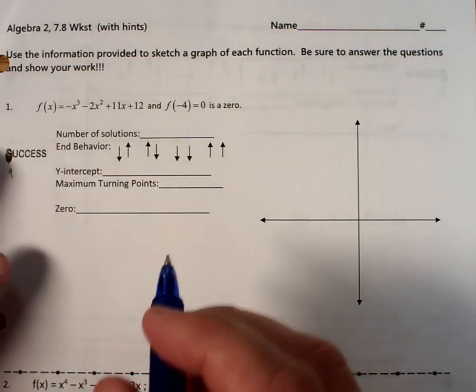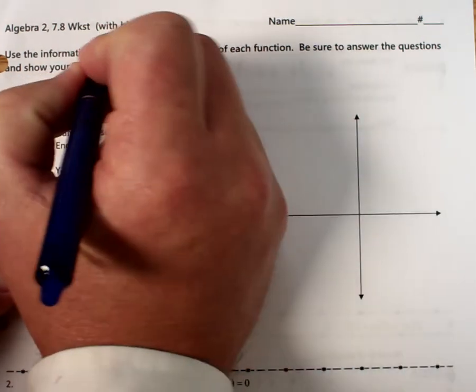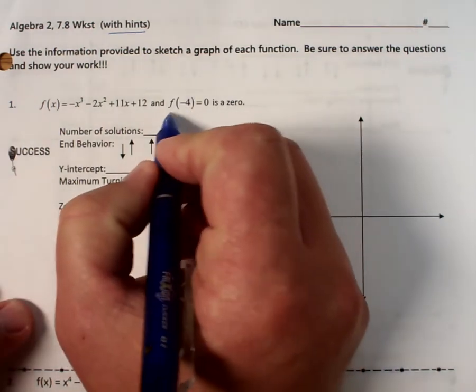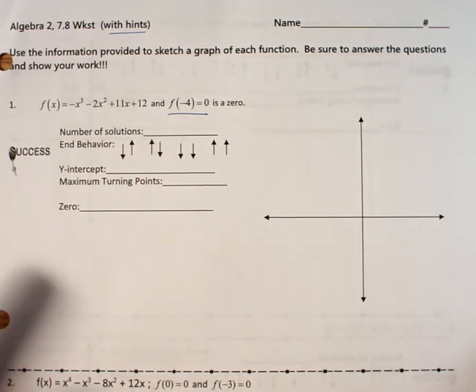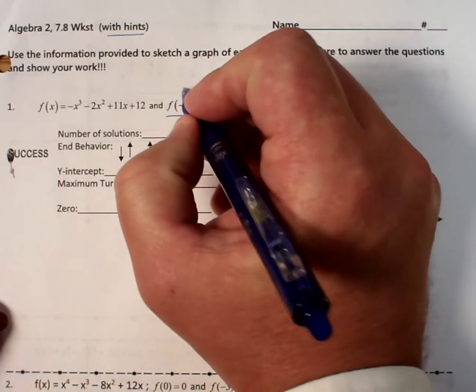Okay, so the 7.8 worksheet, don't look at me like that. We're going to make things a little bit difficult. Not all of the polynomials in today's lesson will be able to be factored. However, I will give you a hint, and that hint looks like so: f of -4 equals 0. This tells you a couple things.